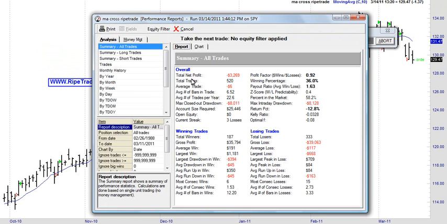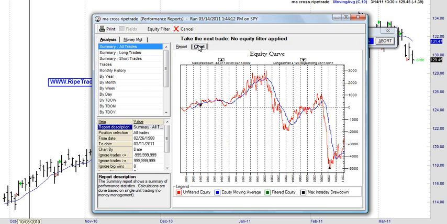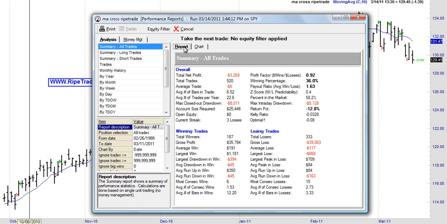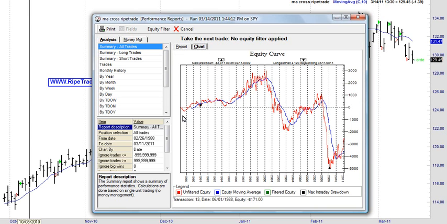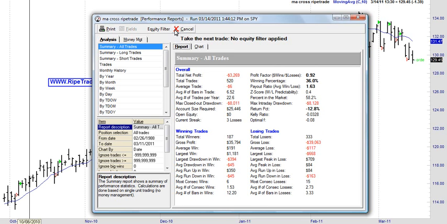Okay, looks like we would have lost a lot of money. Only 36% of the trades were profitable, and this performance report is based on trading 100 shares of the Spiders per each trade. This is what the equity curve looks like, and this is the trade history. You can see that this was from 1989, when the Spiders first started trading, to present. Looks like we would have lost a lot of money here.